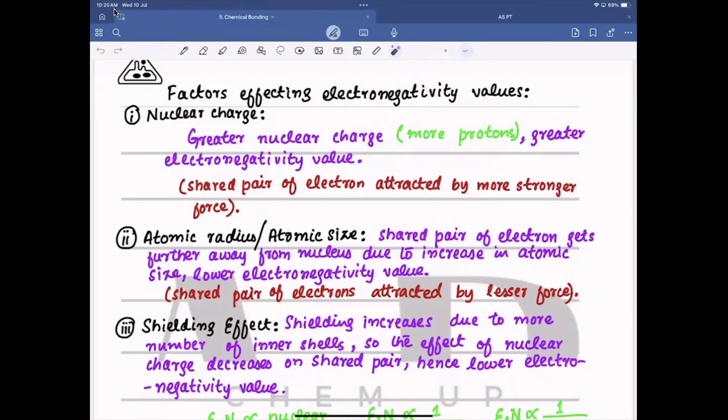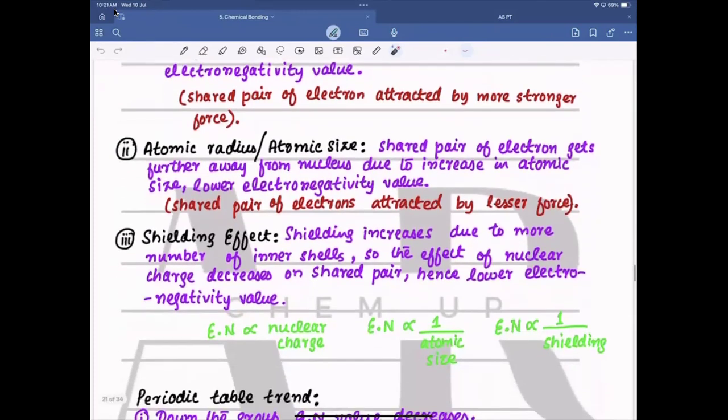Okay. Now we have the shielding effect. It is again the same. The more the shielding effect, the weaker the forces of attraction get, and the lower the electronegativity gets. Right? Yes, sir.